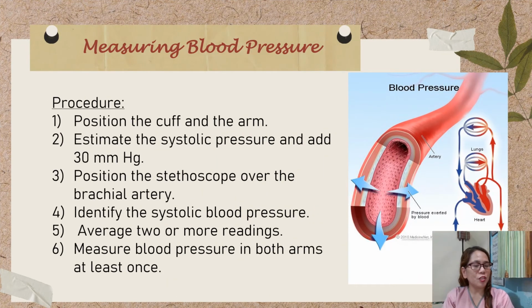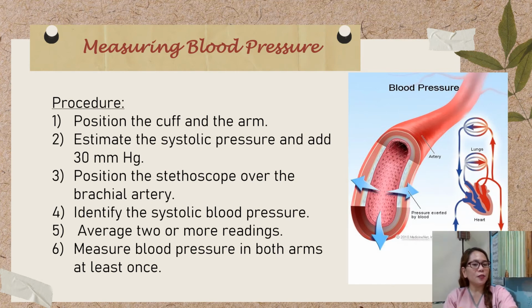Moving on to the procedure of measuring your blood pressure, remember to position the cuff and the arm at the heart level. Then estimate the systolic pressure and then add 30 millimeter of mercury. So how will you estimate the systolic pressure? By palpating the brachial artery, and then you inflate the cuff, and then you observe kung kailan mag-stop yung brachial artery pulse, and then you can add 30 millimeter of mercury. For example, nag-stop siya at 100, so you have to add 30 millimeter of mercury.